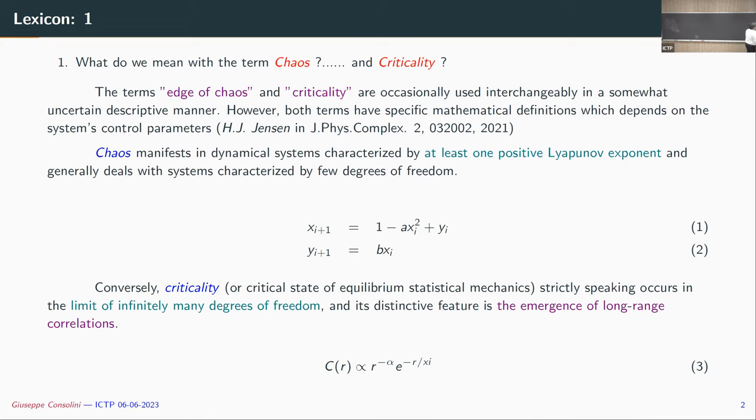You can find this definition in a beautiful paper by Jensen, in the Journal of Physics of Complex Systems. One distinctive feature of criticality is the emergence of long-range correlation. This is typical, for instance, in the case of the Ising model, where you have essentially an algebraic term that extends over many orders of magnitude.